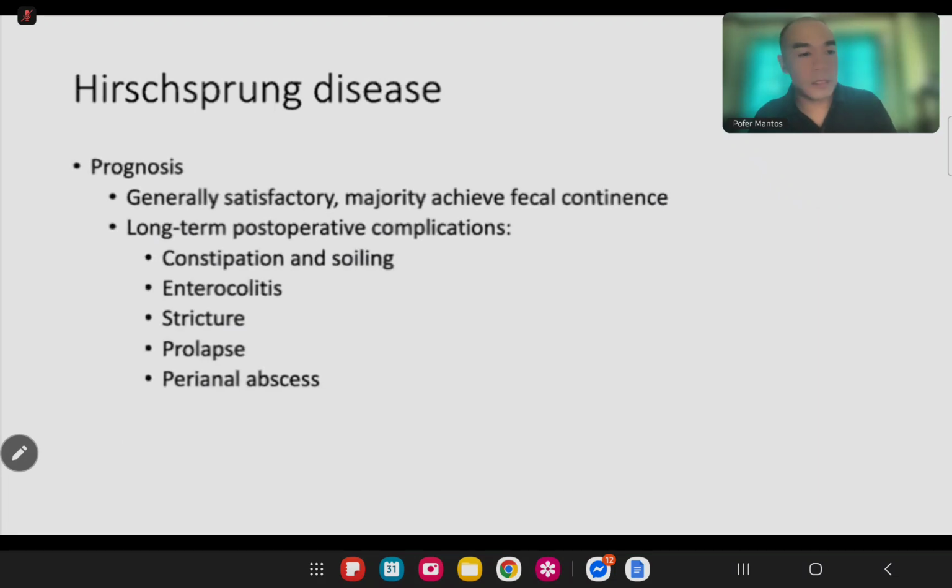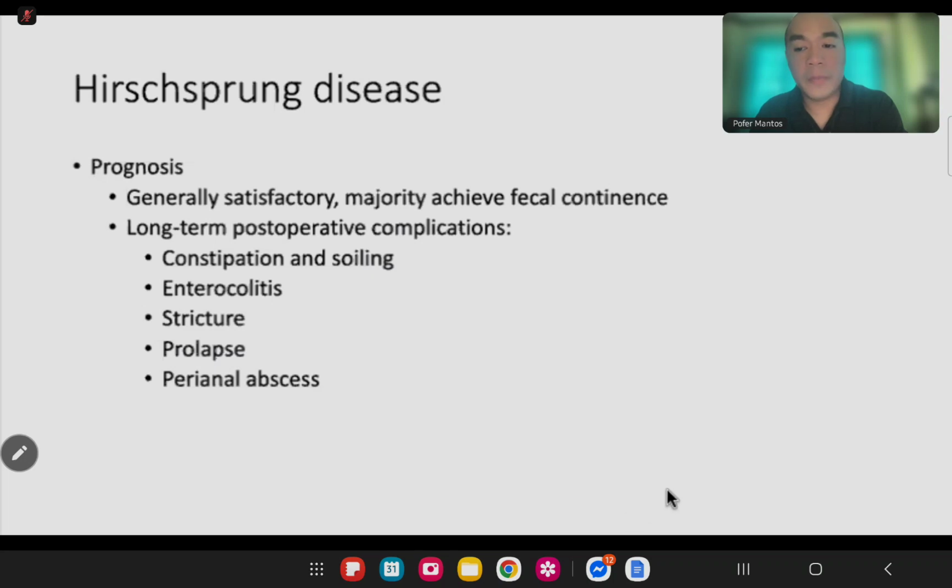For the prognosis, generally satisfactory. Most of them will achieve fecal continence. However, you still have to watch out for the following long-term complications, no? So the patient may still have symptoms of constipation or even HAEC. Postoperatively, they may also develop HAEC, perhaps wala siguro na completely remove yung aganglionic segment. Strictures or prolapse and abscesses may also happen, no?